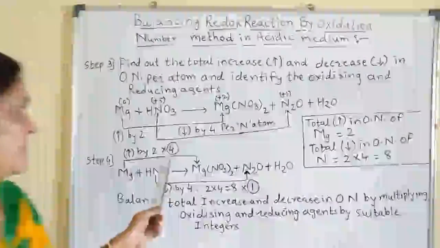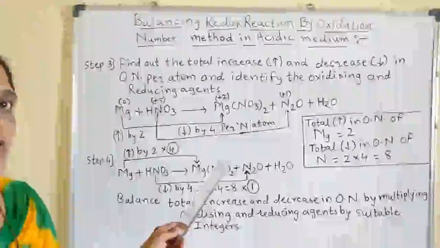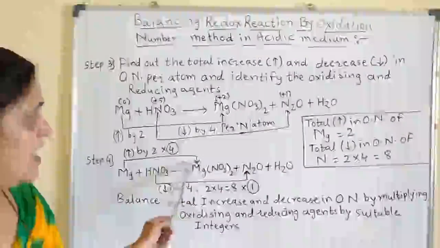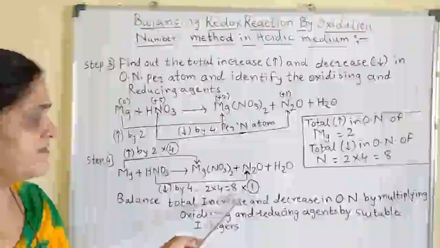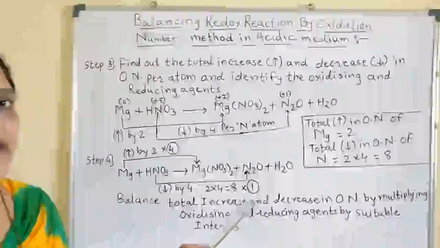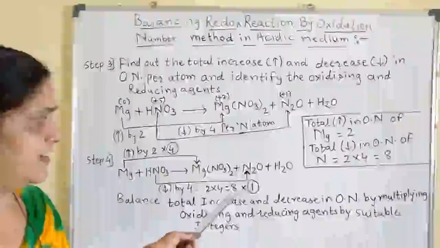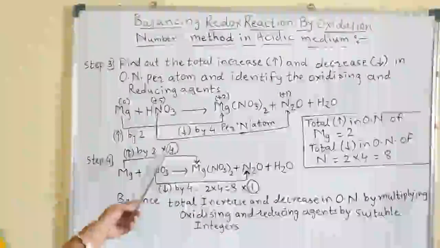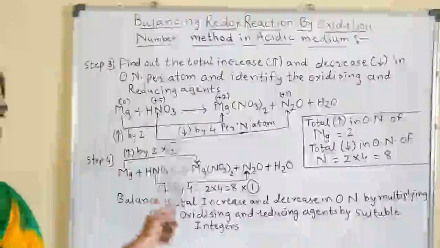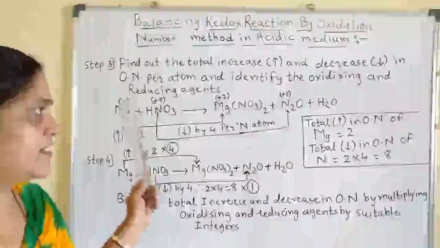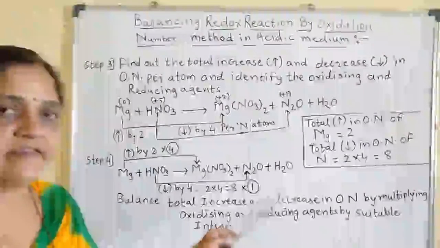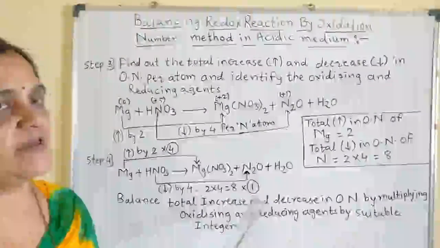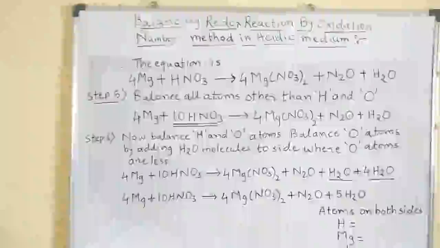And for that purpose, here total increase by 2 means total loss is equal to 2 electrons. So we have to multiply this oxidation reaction by 4. And total decrease of oxidation number is equal to 8, means total gain of electrons is equal to 8. So here 8 electrons are already there. So we are going to multiply the reduction reaction by 1. And this way, by multiplying the oxidation reaction by 4, we are making the total loss of electrons or total increase in oxidation number equal to 8. So total increase in oxidation number also will be equal to 8. In this way, we are equalizing the number of electrons.